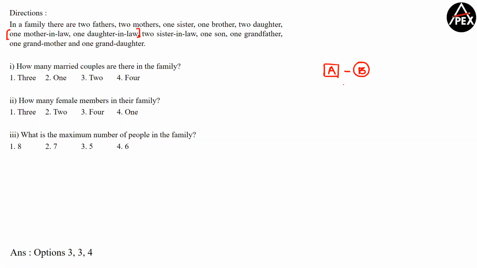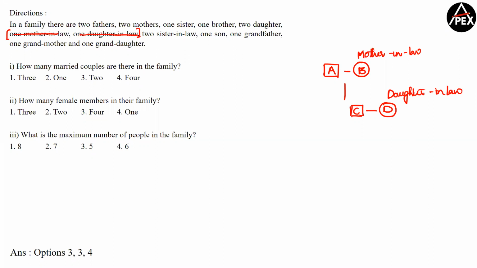Now to have one mother-in-law and one daughter-in-law, for example, let us assume that B is the mother-in-law. Then A and B should have a son, C, and C should be married to someone, D, so that D will be daughter-in-law of A and B. Now in this diagram we have one mother-in-law and one daughter-in-law.